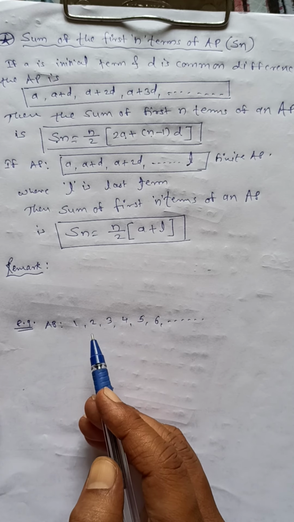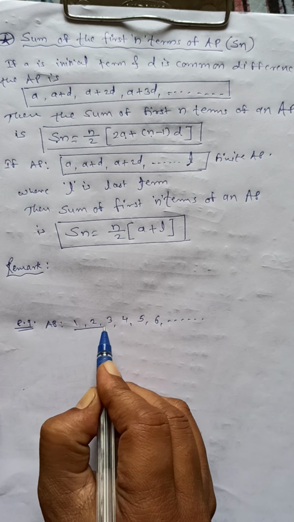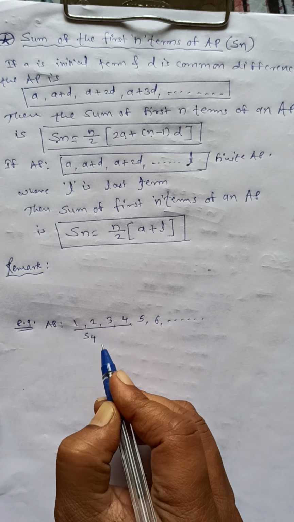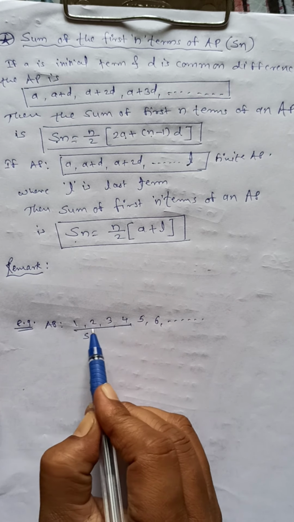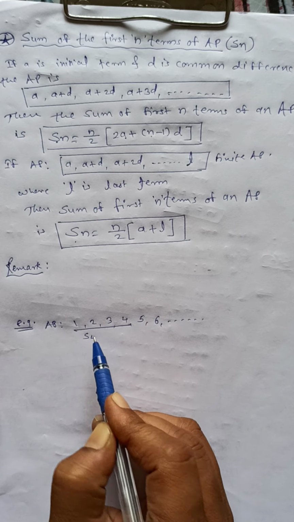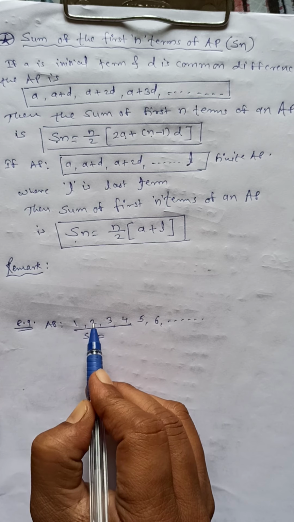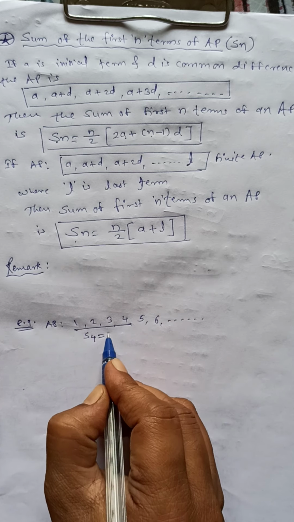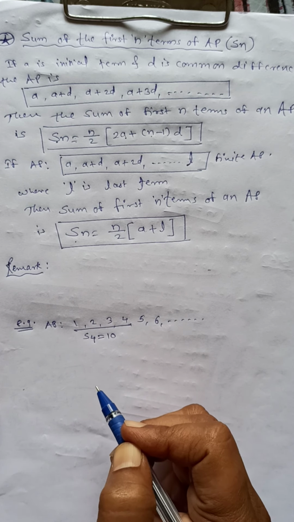Suppose I take the sum of the first 4 terms: 1, 2, 3, 4. This is called S4. The sum of the first n terms is Sn. Like this, the sum of the first 4 terms is S4. S4 is equal to how much? 1 plus 2 is 3, 3 plus 3 is 6, 6 plus 4 is 10. So can I write S4 is equal to 10? Yes, S4 is equal to 10.